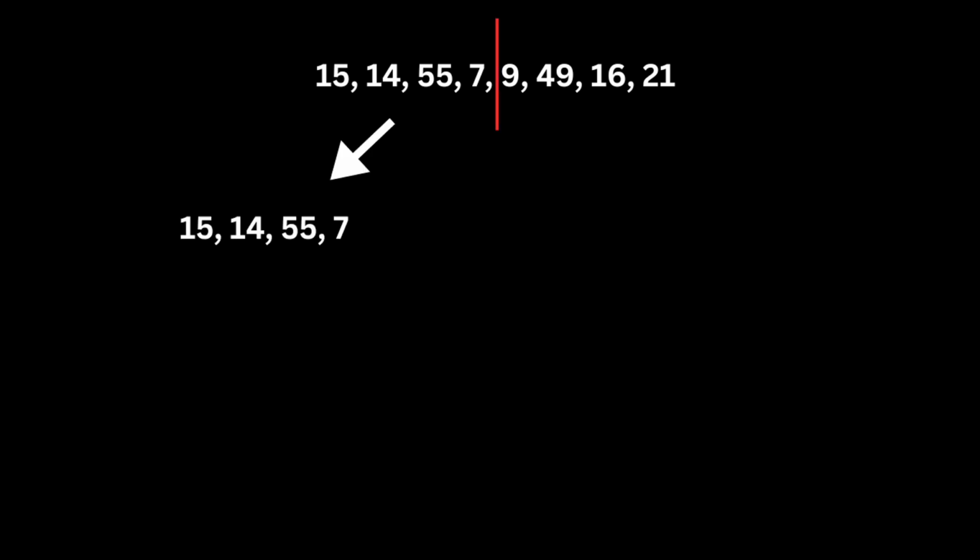Now, let's dive into how merge sort actually works. To make this easy to understand, we'll go through the process using a specific set of numbers. Here they are: 15, 14, 55, 7, 9, 49, 16, and 21. First, merge sort divides the whole list into smaller groups. It breaks down the problem into manageable parts. We start by splitting our list into two halves. On the left, we have 15, 14, 55, and 7. On the right, we have 9, 49, 16, and 21.